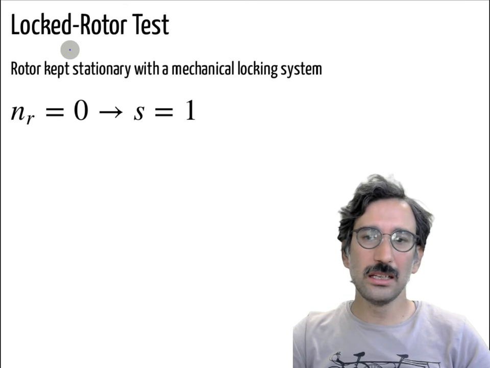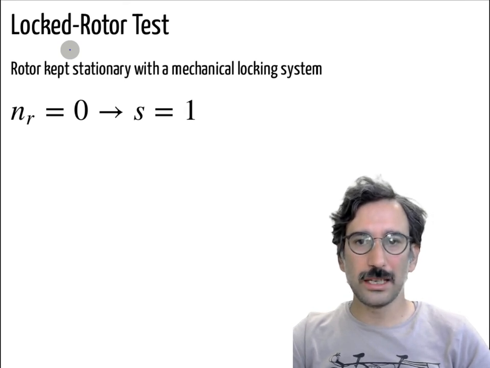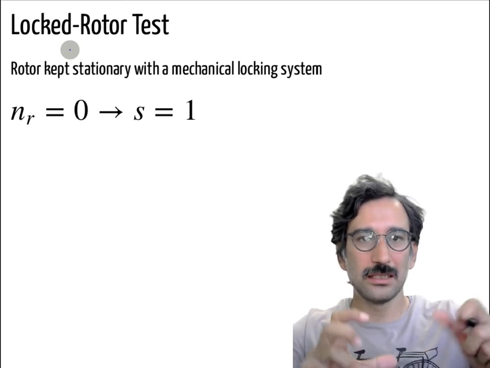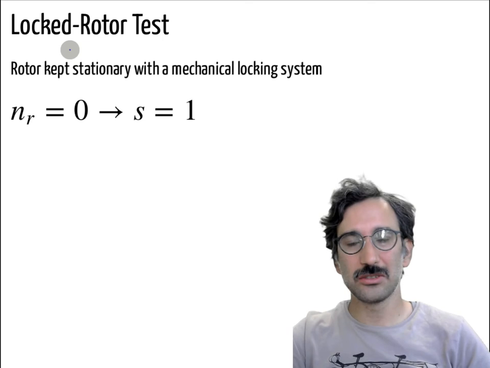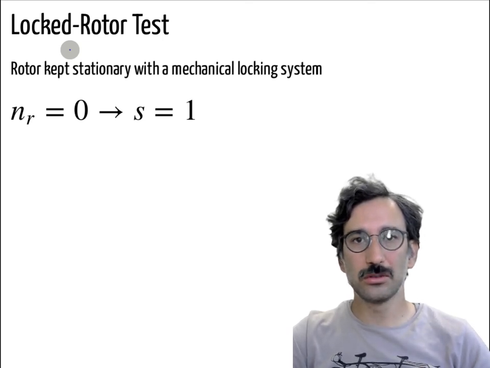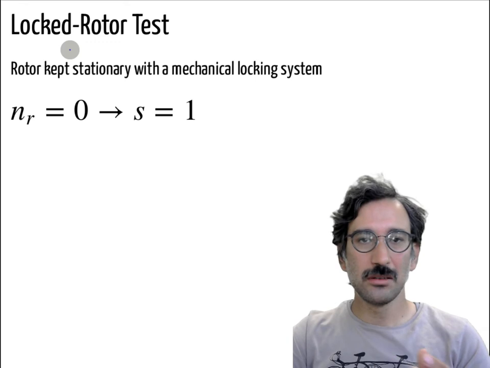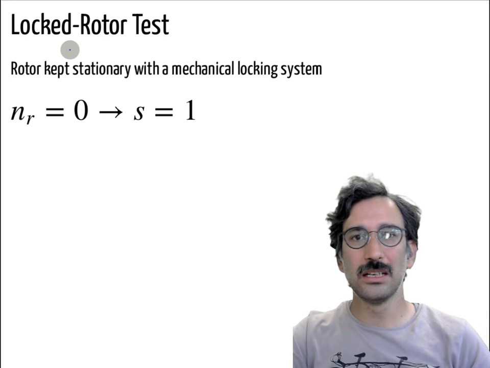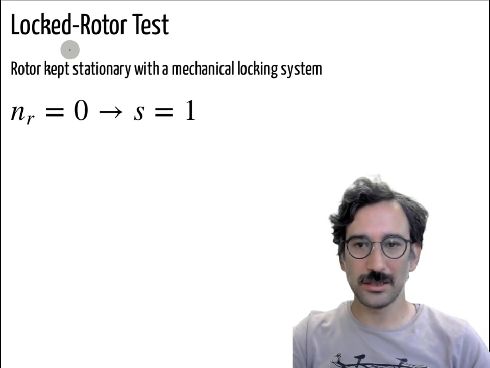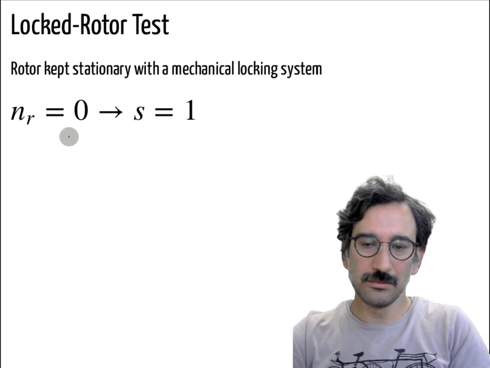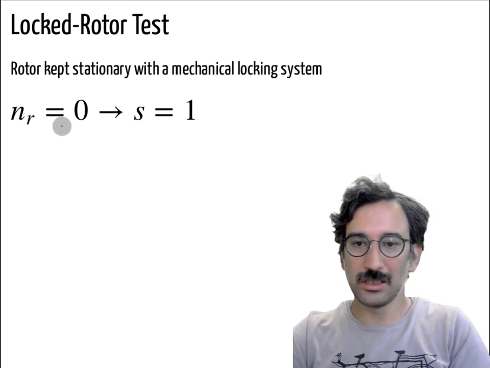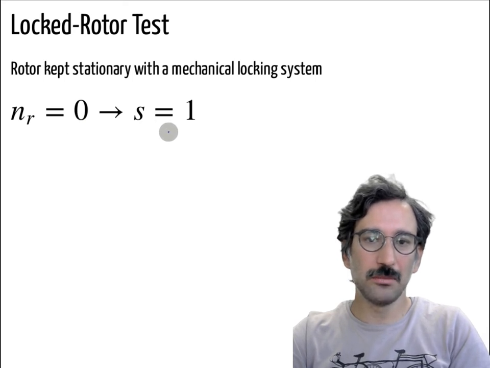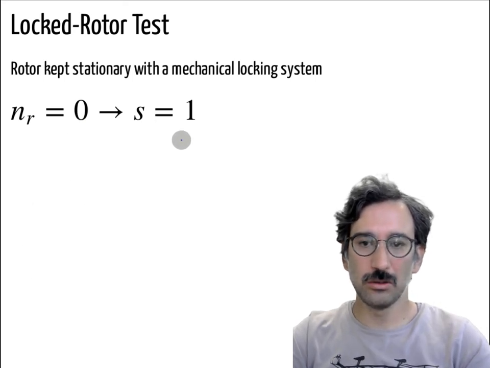First, let's start with the locked-rotor test. In that one, the rotor is kept stationary with a mechanical locking system, so it cannot rotate. We had those experiments in our labs, but you will do a homework and also some simulation experiments this semester. So our rotor speed, RPM or radians per second, is 0 if the rotor is not rotating. My slip is equal to 1.